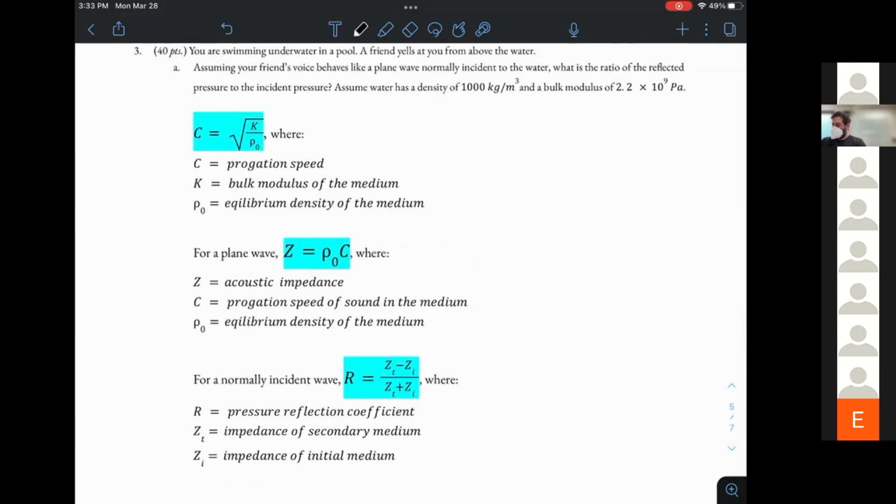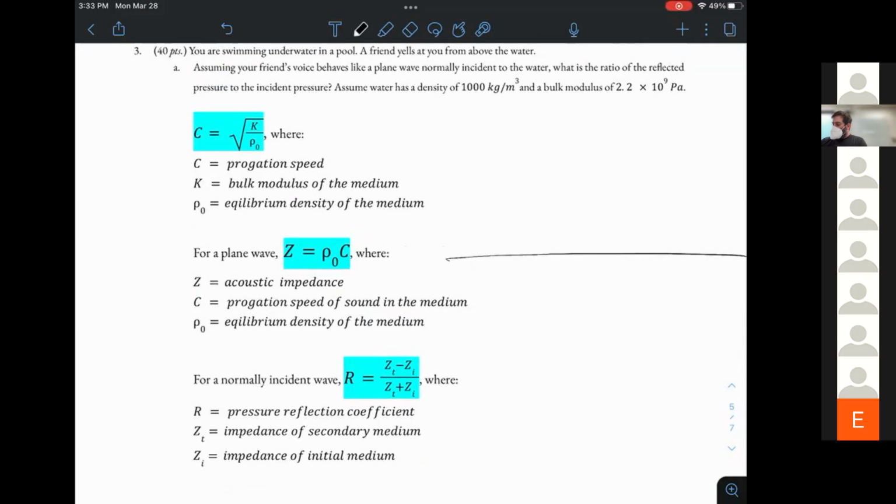Let's draw this real quick, okay? So, how did your friend end up normally incident? He's like above the pool somehow. Oh, he's on the diving board, maybe. Anyways, I just thought about that.